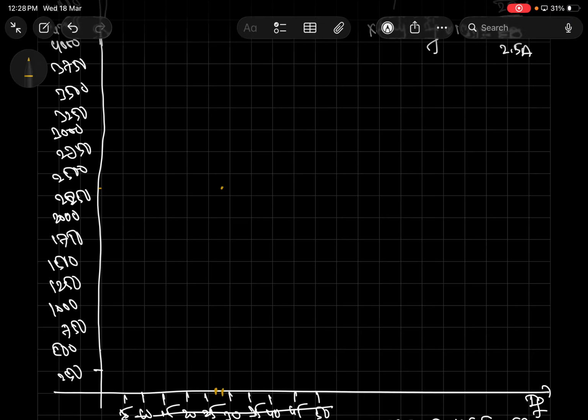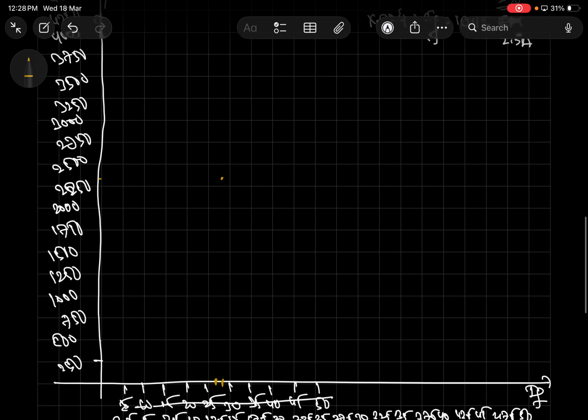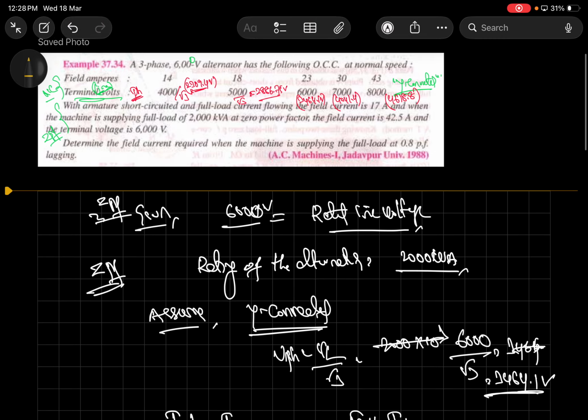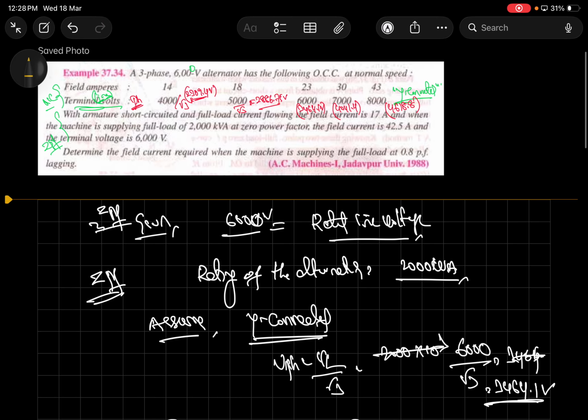Okay. So I will do the same. You can submit the same for assignment questions. So 2309. And what is the corresponding current here? Here it is 14 amps. And next one is for 18 amps. What is the voltage here?